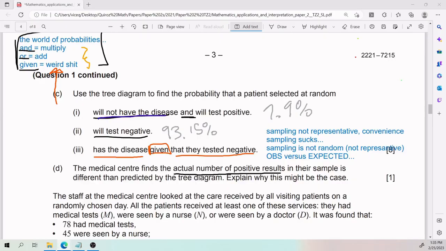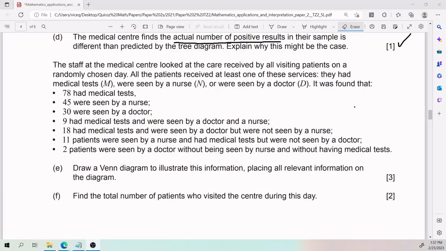But at the end of the day, the intuition is that you got to hammer down on what the sampling method is, or also just say that in theory, the observed and expected are not necessarily going to be in line. Awesome. So either one of those is going to grant you that 1 point. That is for part D.